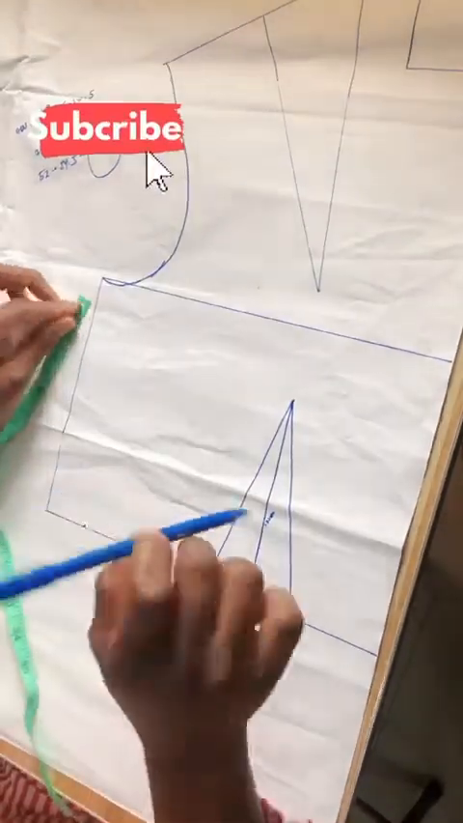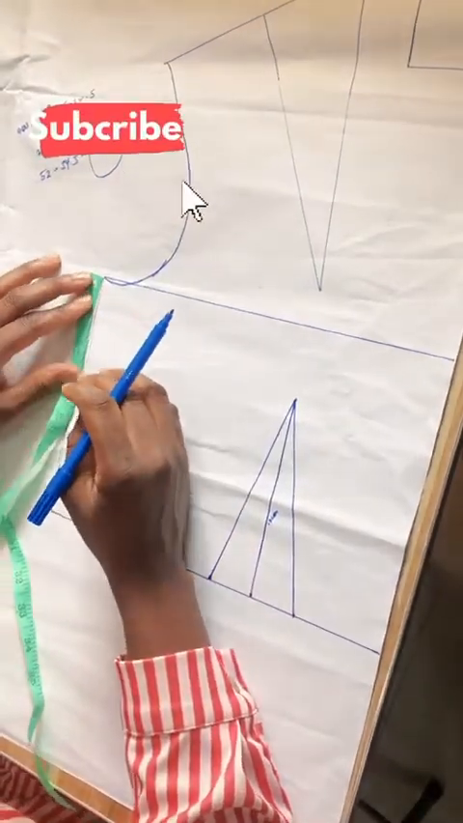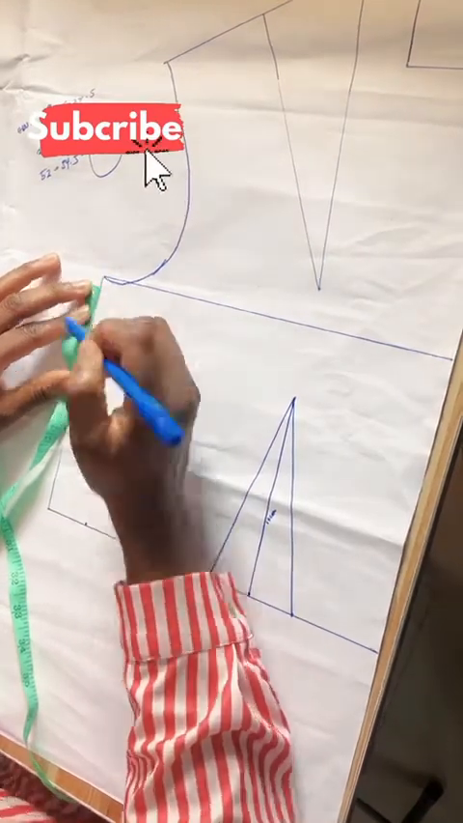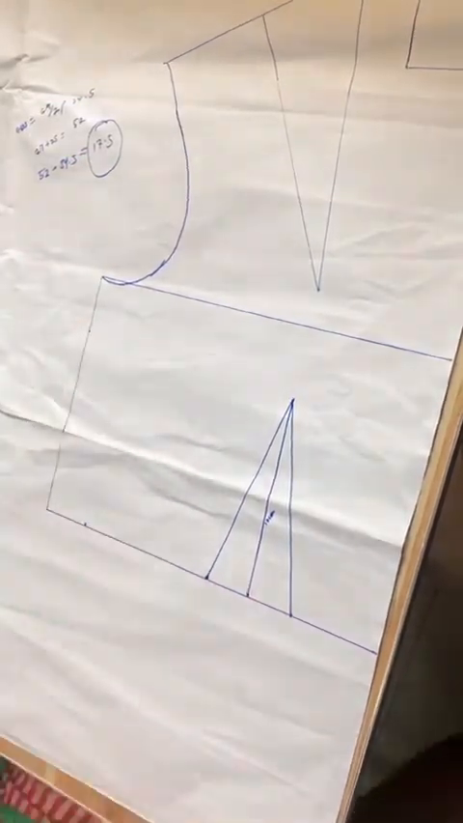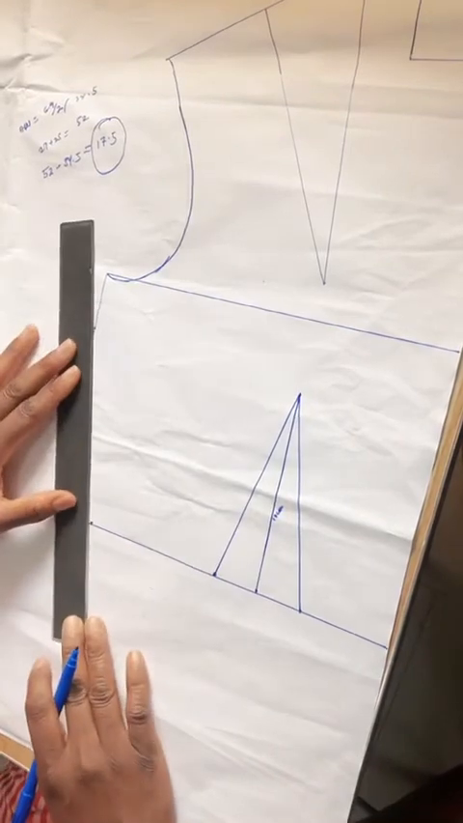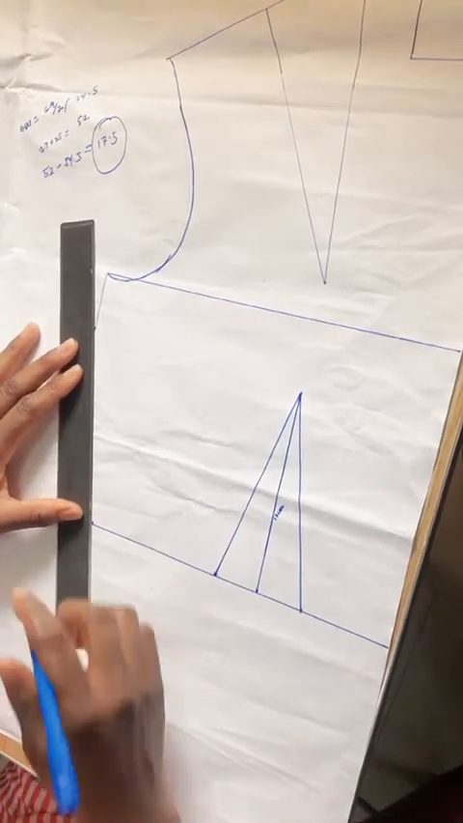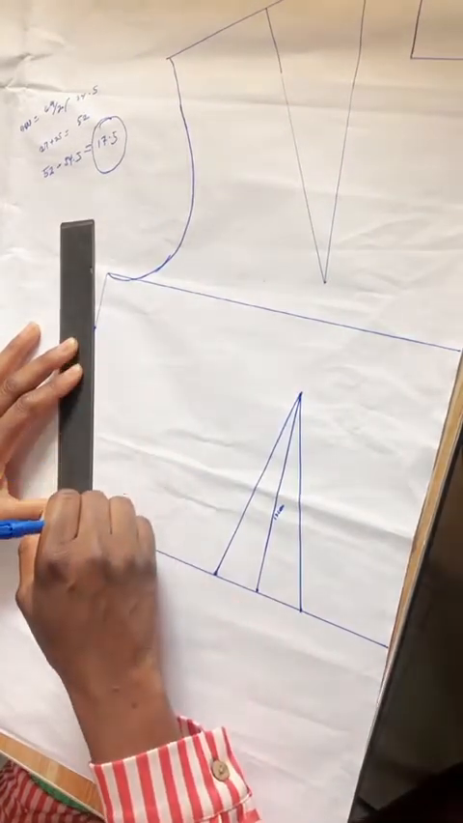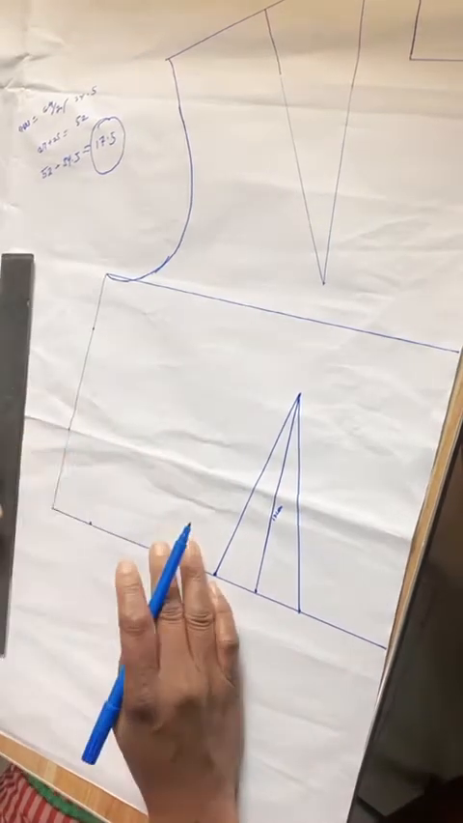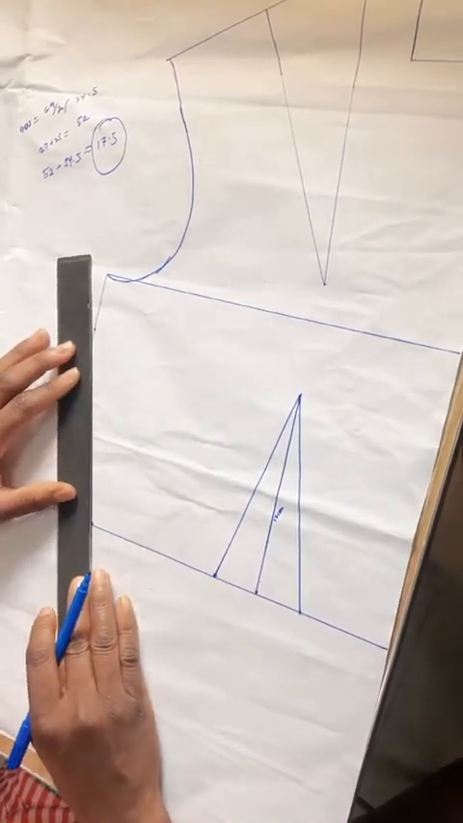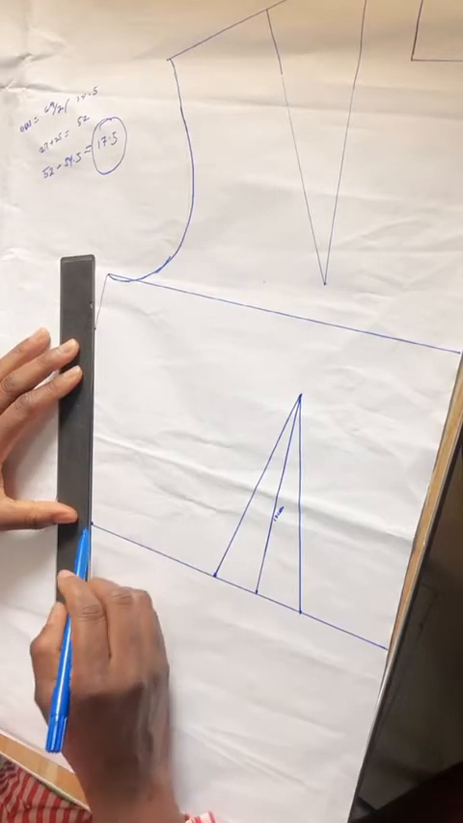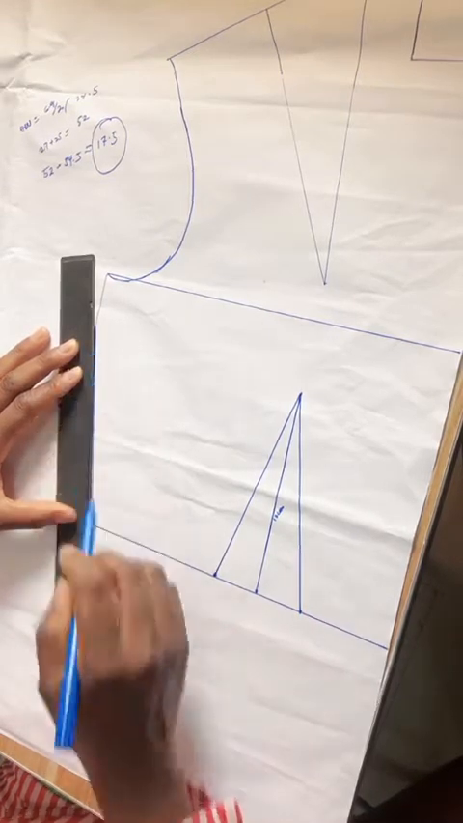Okay, at the side front, don't just connect straight, mark 4 cm down from the bust line and then connect from that 4 cm to the waist shaping, to the side waist shaping. Okay, so this is so that when you cut, it will accommodate the curve of the bust a little bit.